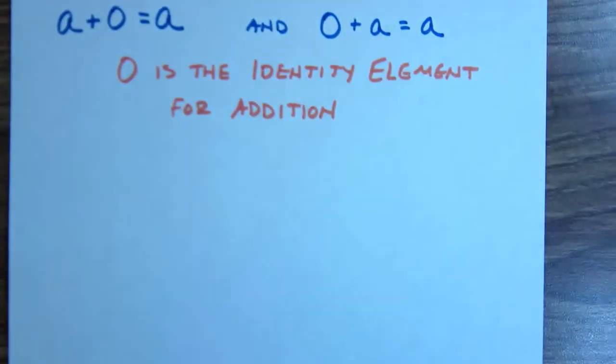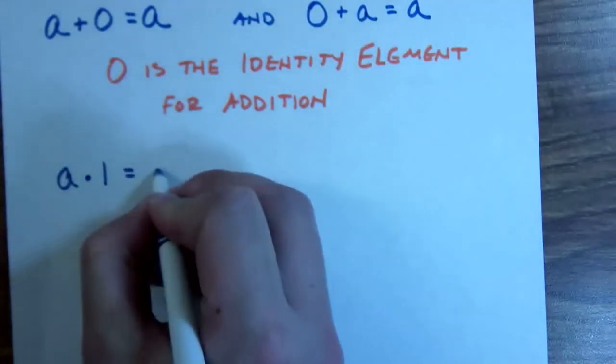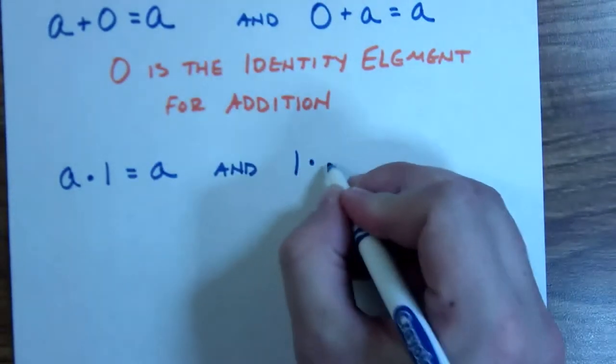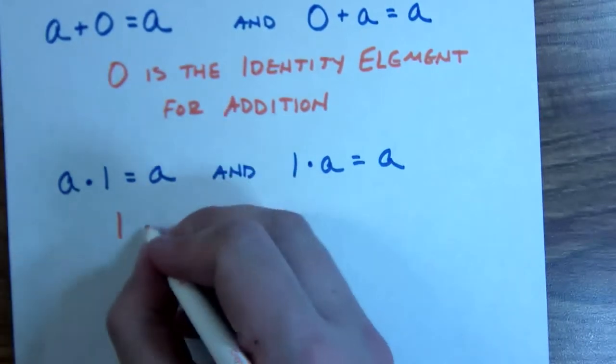There is an identity element for multiplication as well. It's not 0 though, because if I multiplied something by 0, it would change. What do you suppose the identity element is for multiplication? It's 1, because a times 1 is equal to a, and since the commutative property says order doesn't matter, 1 times a is also equal to a. 1 is the identity element.